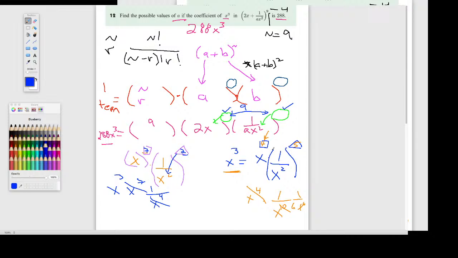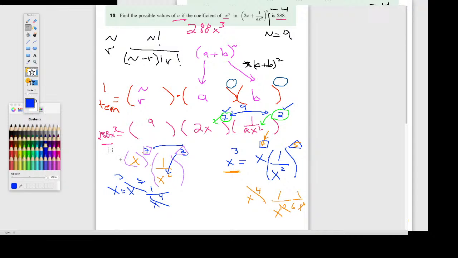Okay, so that's how I get it. I have to make sure that these two add up to 9, and then when they cancel, I get x cubed. And with that, I have a 7 here and a 2 there. So that's the first thing you need to do. You have to find your indices in order to make this work.